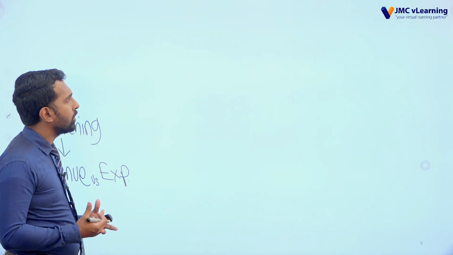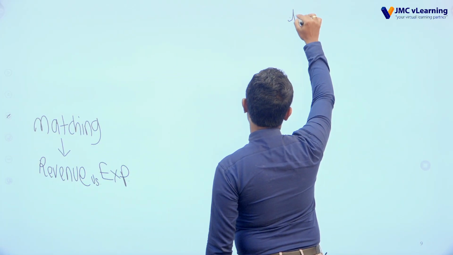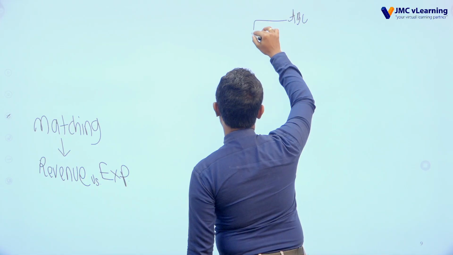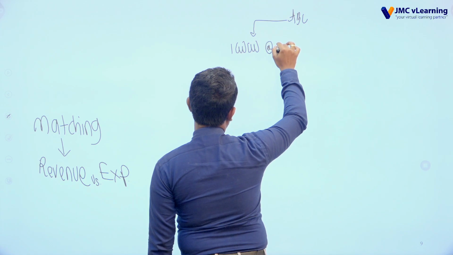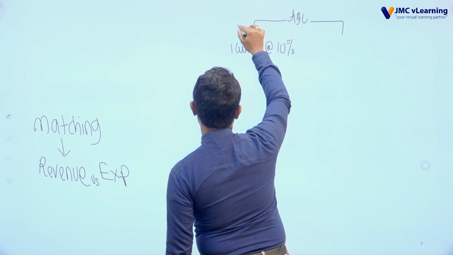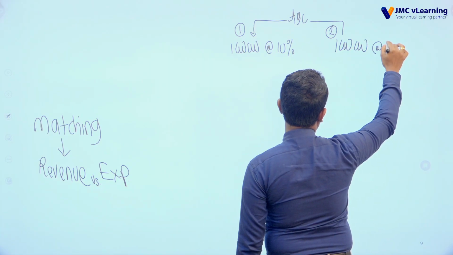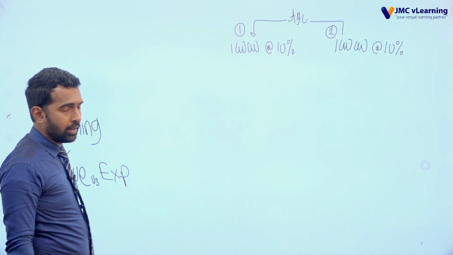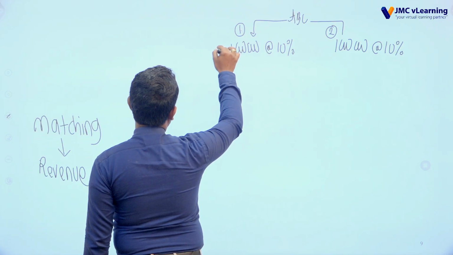We'll take 2 types of loans. There's a business called ABC. ABC has taken 2 loans. One particular loan is 1 million at an interest rate of 10%. There's another loan. This is the first loan, and this is the second loan. That is also 1 million at an interest rate of 10%. Right? 10%.